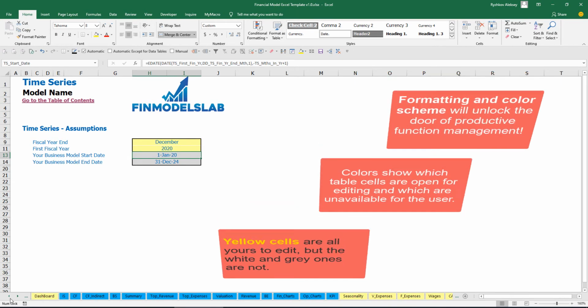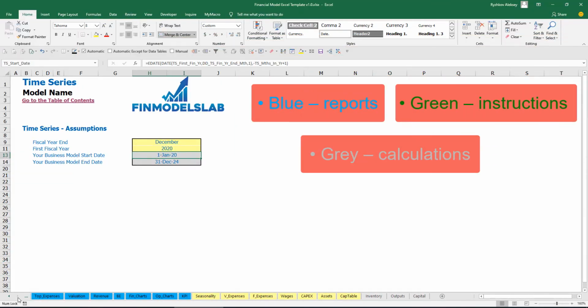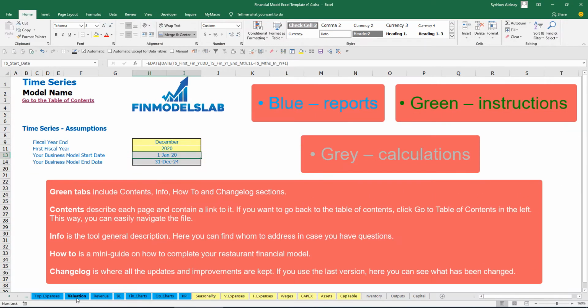Blue sheets means that on these sheets there are some charts, reports and other information which can be useful for reporting purposes. On the tabs without color, you have some extra calculations related to revenue, to debts, equity, inventory and everything which is needed for the reporting.